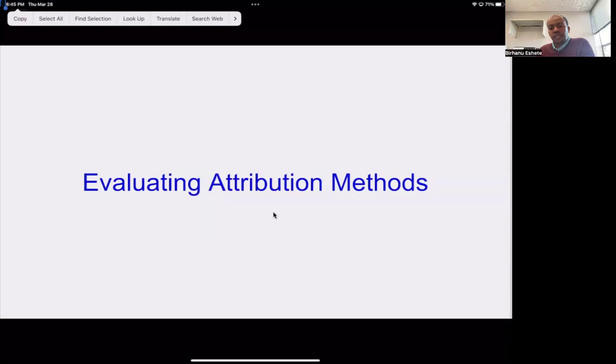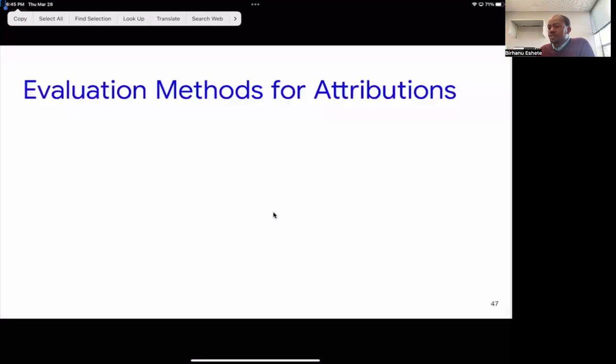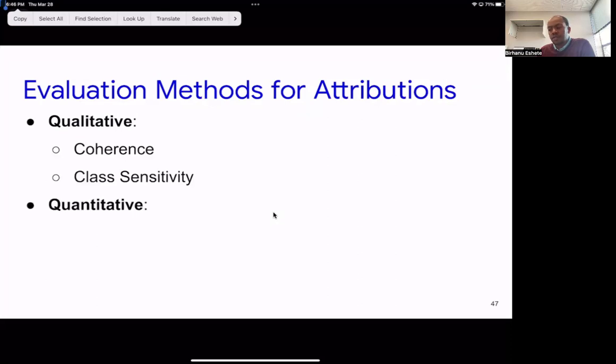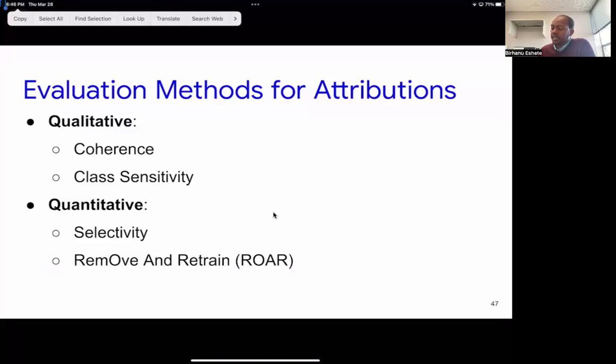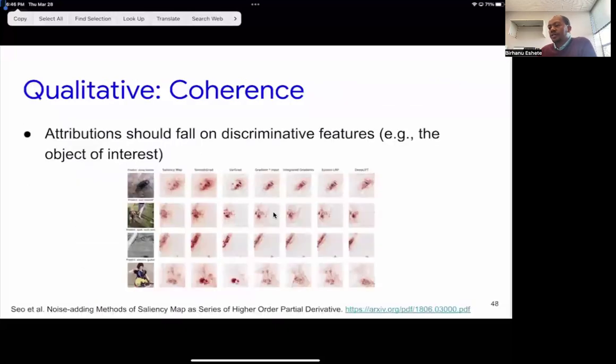And lastly, how do we evaluate attribution methods? Attribution methods, as I said, could be evaluated in a bunch of ways. You can evaluate them qualitatively, through metrics like coherence and class sensitivity and so on. You can also evaluate them quantitatively using metrics like selectivity and other approaches like remove and retrain or keep and retrain.